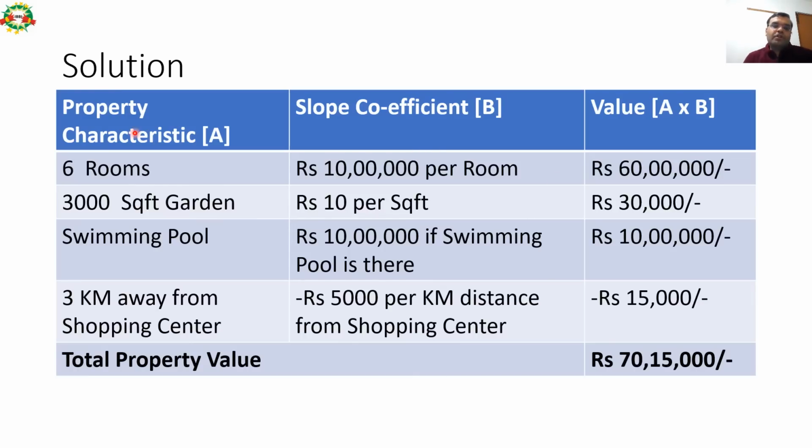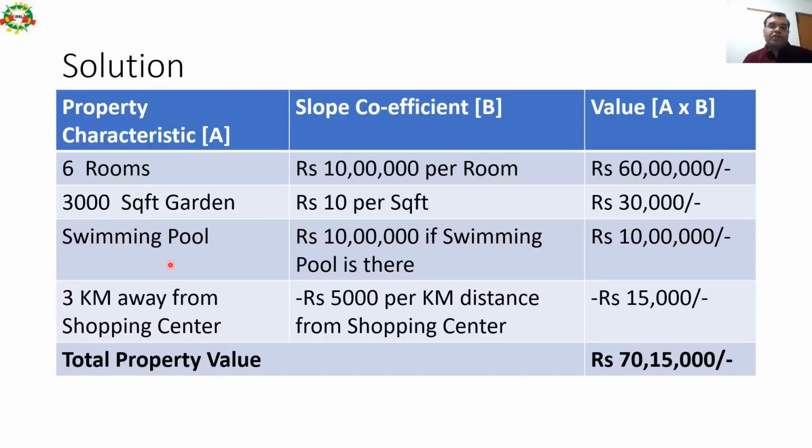So if we calculate the solution, the subject property has 6 rooms. Per room slope coefficient is 10 lakh rupees, so the value of the total 6 rooms is 60 lakh rupees. It will give a positive value of 60 lakh rupees. Then this property has 3,000 square feet of garden area also. Since a slope coefficient of rupees 10 per square feet is given in the question, the total value of the garden which will add up to the property valuation is 30,000 rupees.